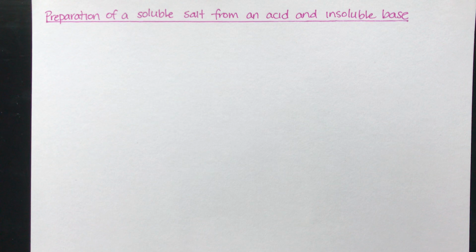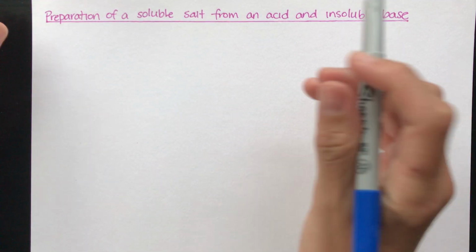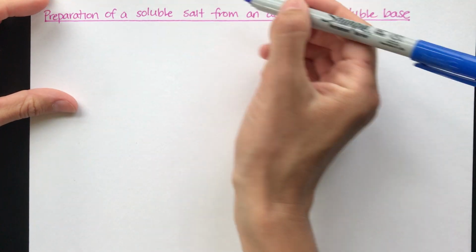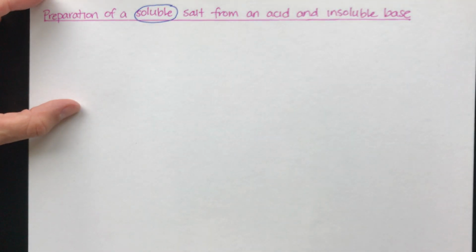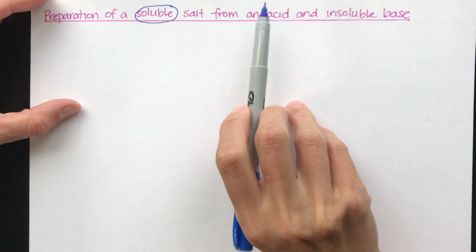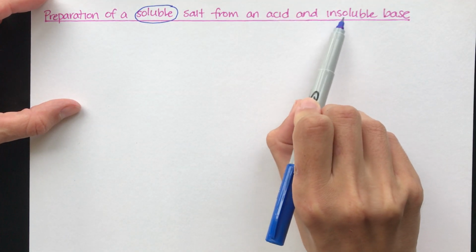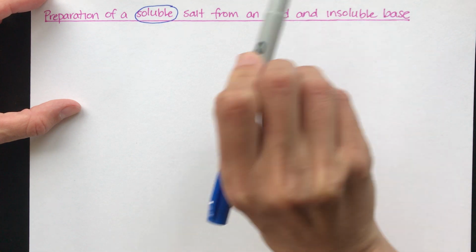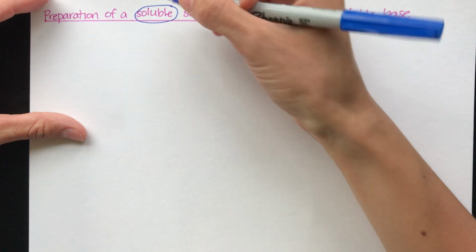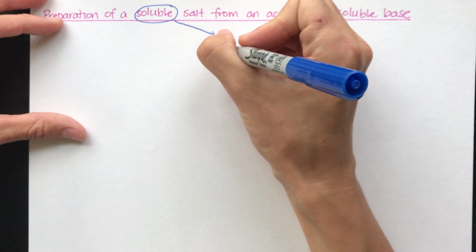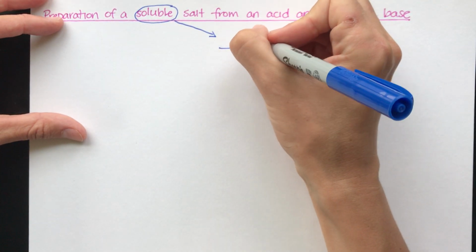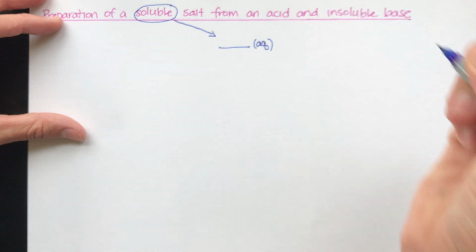So here is our second salt preparation method, and this time, rather than making an insoluble salt, we're going to make a soluble salt. And there's two ways to do that. The one we're going to cover today is the one where you use an insoluble reactant, an insoluble base, to make a soluble product. So that tells you a lot about what your equation will look like, just like last time. We're going to have a soluble product, so you know it'll be aqueous.